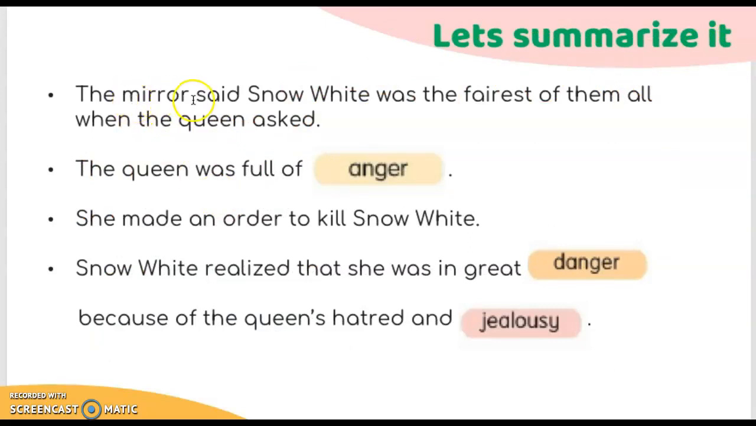The mirror said Snow White was the fairest of them all when the queen asked. So what happened after that? The queen was full of anger. She was very angry because when she asked the mirror who was the fairest of them all, the mirror said it was Snow White. And then she gave an order to kill Snow White. After that, Snow White realized that she was in great danger. Why? Because the queen wanted to kill her, because of the queen's hatred and jealousy.